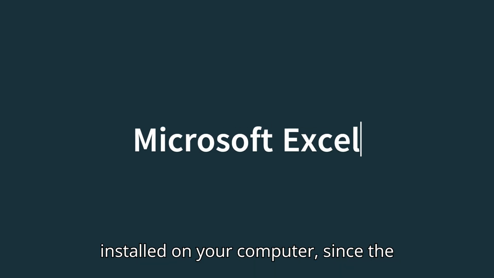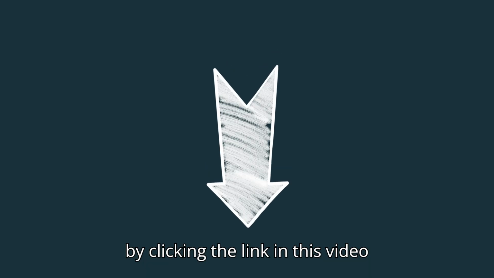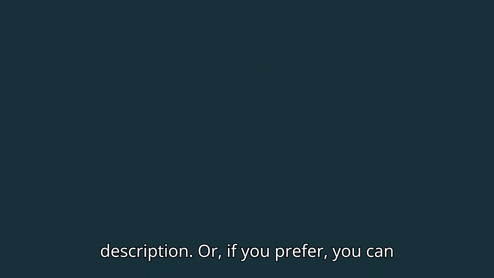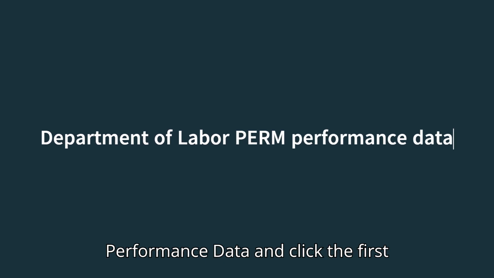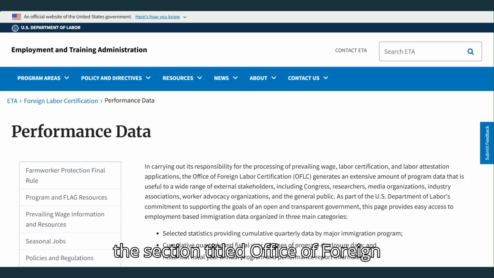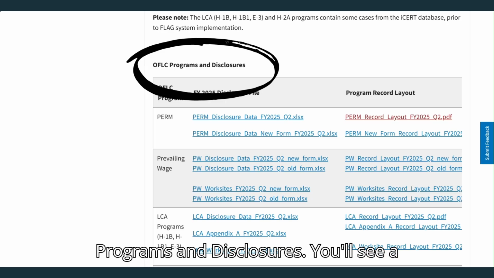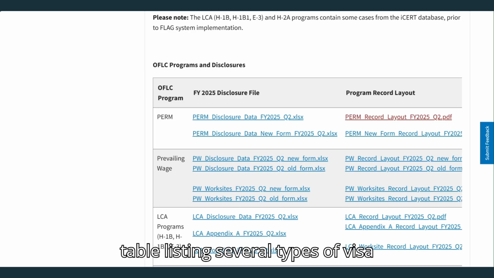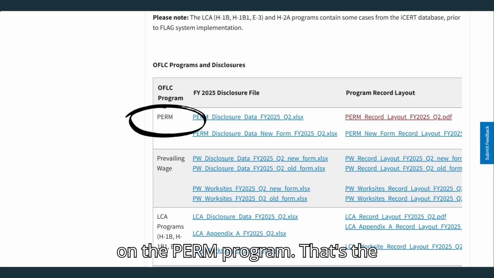Just a heads up, you'll need Microsoft Excel installed on your computer, since the files you'll be working with come in that format. You can access the data directly by clicking the link in this video description, or, if you prefer, you can Google Department of Labor PERM Performance Data and click the first result. Once you're on the page, look for the section titled Office of Foreign Labor Certification, OFLC, Programs and Disclosures. You'll see a table listing several types of visa programs. For our purposes, we're focused on the PERM program.